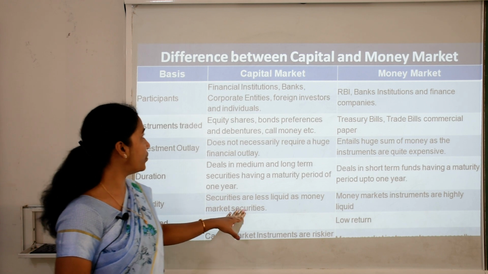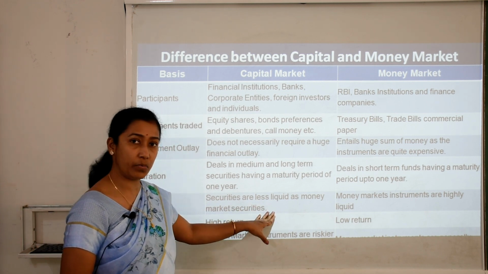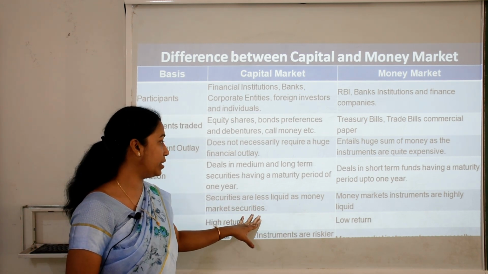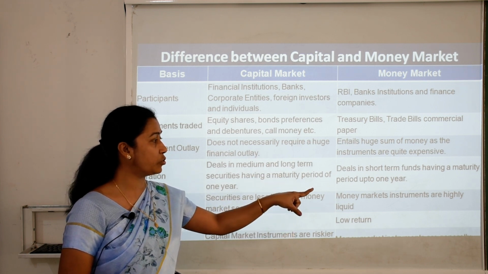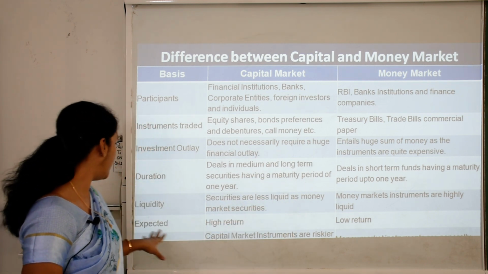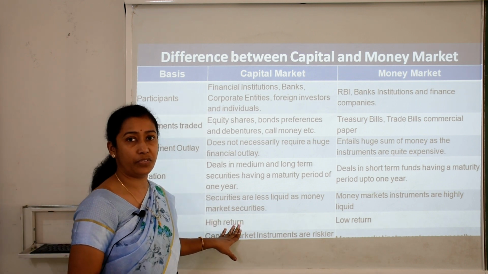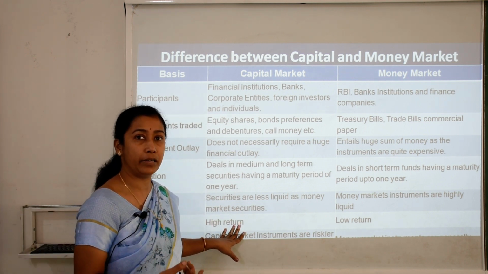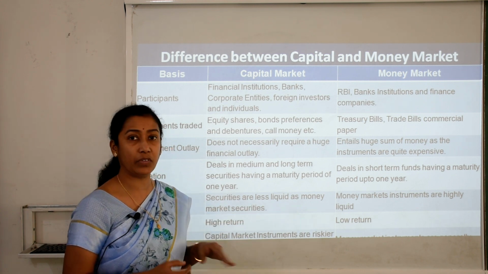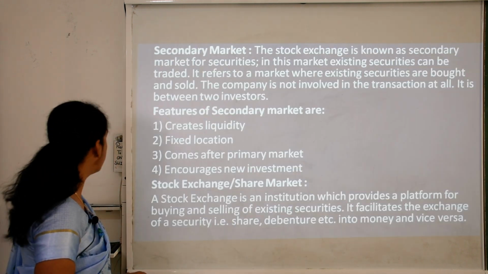Then liquidity, securities in capital market are less liquid than money market securities, whereas money market instruments are highly liquid. Then expected return, capital market is providing high return, whereas money market is providing a very low return.